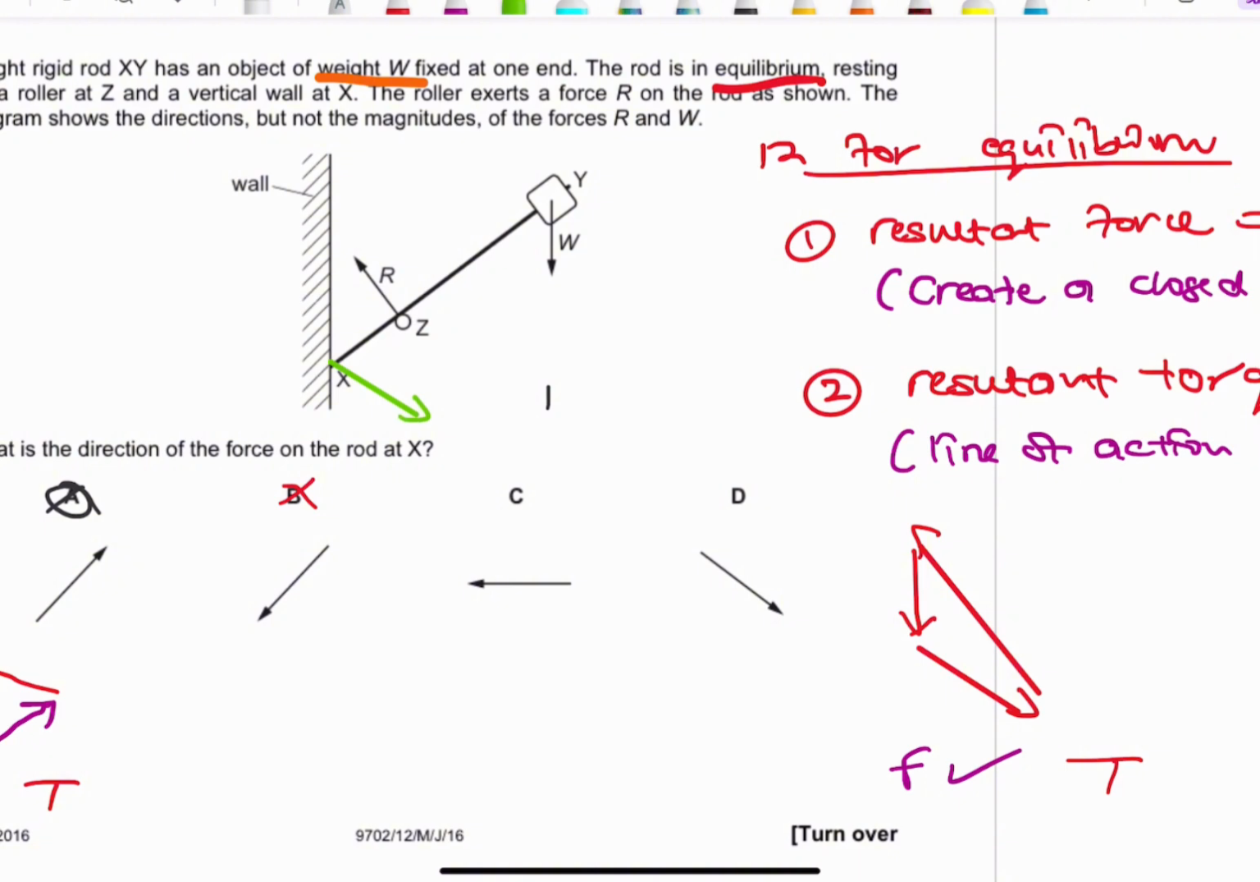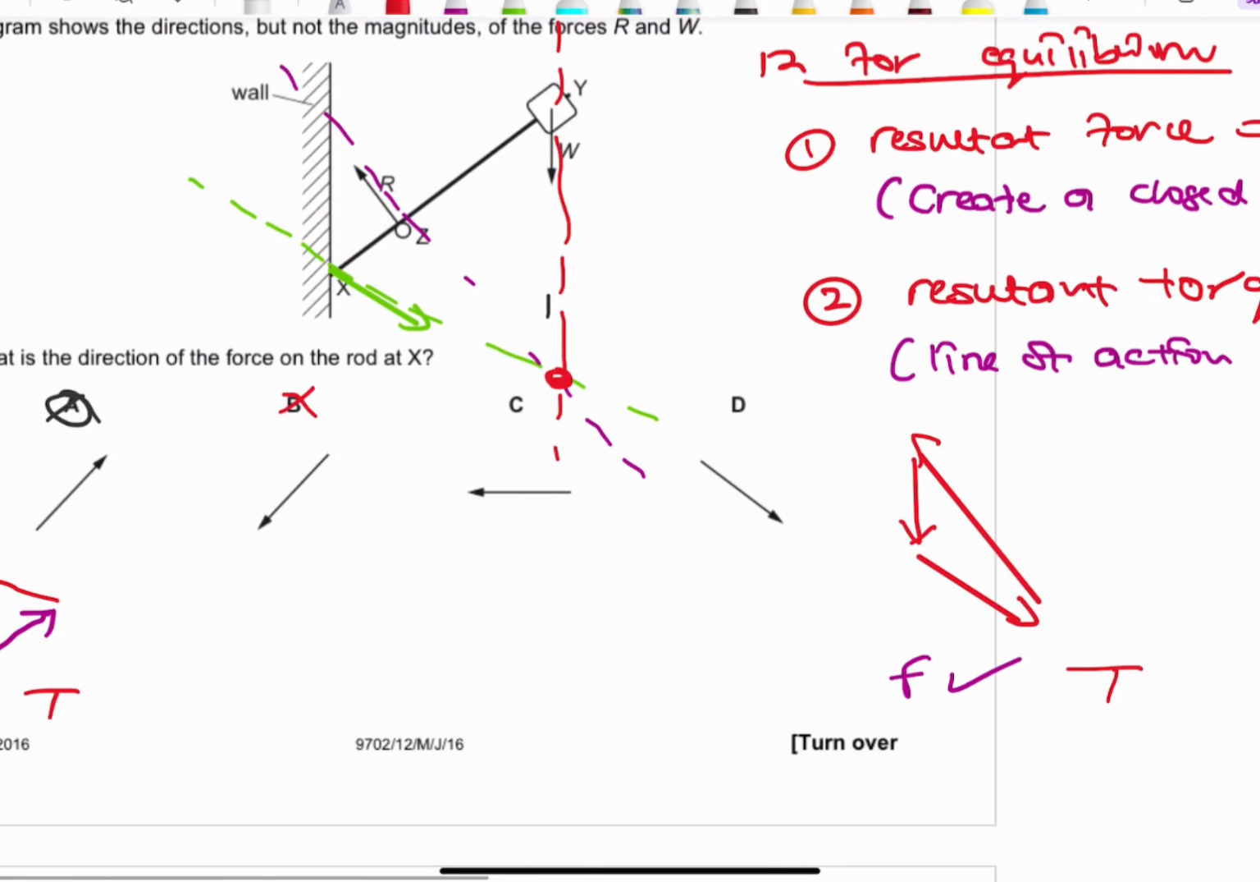If we extrapolate this force, something like that. If we were to extrapolate R, it would be something like this. And if we were to extrapolate W, it would be something like this. Yeah, they check out, they meet at a point. So the resultant torque is going to be equivalent to zero, right? Very important. So the answer becomes D.